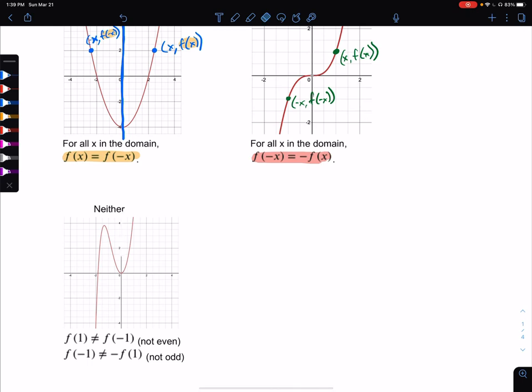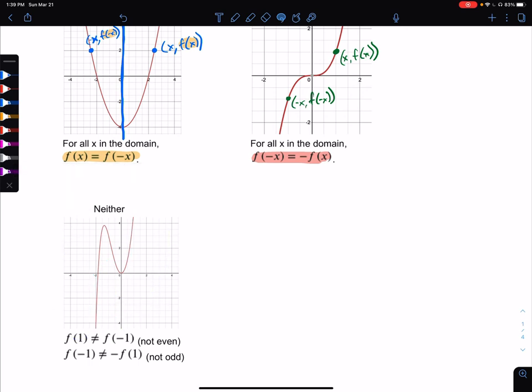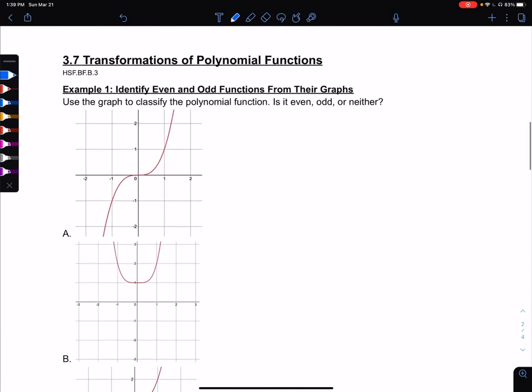And then finally, there's just a graph here of an example of neither case. If I was to cut this in half along the y-axis, we clearly see that the left side and the right side are not mirror images of one another. And then if I was to take this here and rotate that 180 degrees, that's obviously not the same graph. So not every graph is odd or even. There can be neither, so keep that in mind when you're going through section 3.7. All right, so go to the next video and we'll go over example 1, identifying based on the graphs.